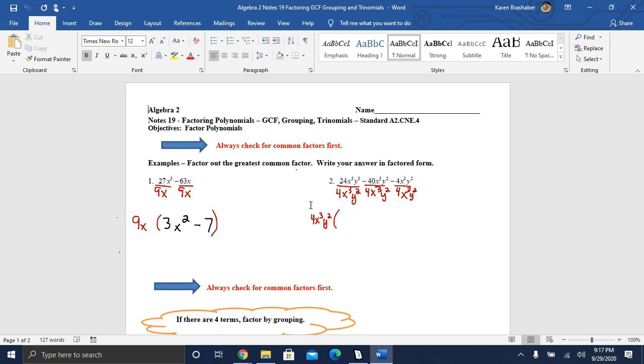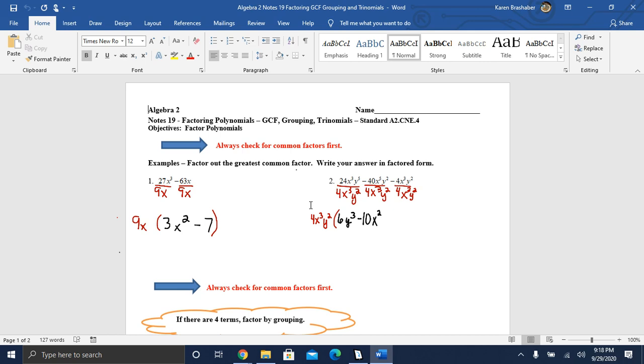So 24 divided by 4 is 6. My x's cancel. I have x to the third over x to the third. The exponents subtract to give me 0. The x's are gone. I do have y. I have the fifth power over the second power, so I'll subtract exponents and get y to the third power. Okay, I'm going to do my next term. Negative 40 divided by 4 is negative 10. My x's, I have a 5 exponent minus a 3 exponent. That's x to the second power.